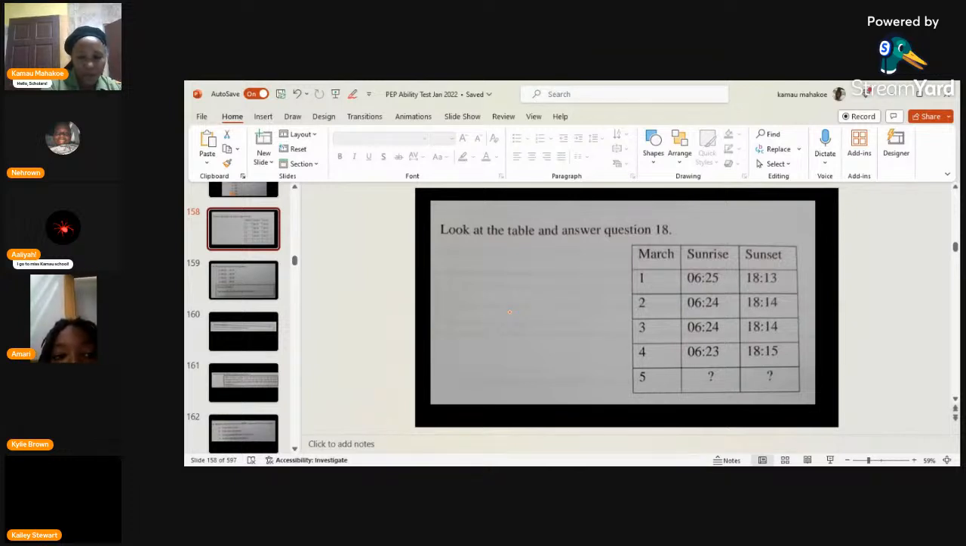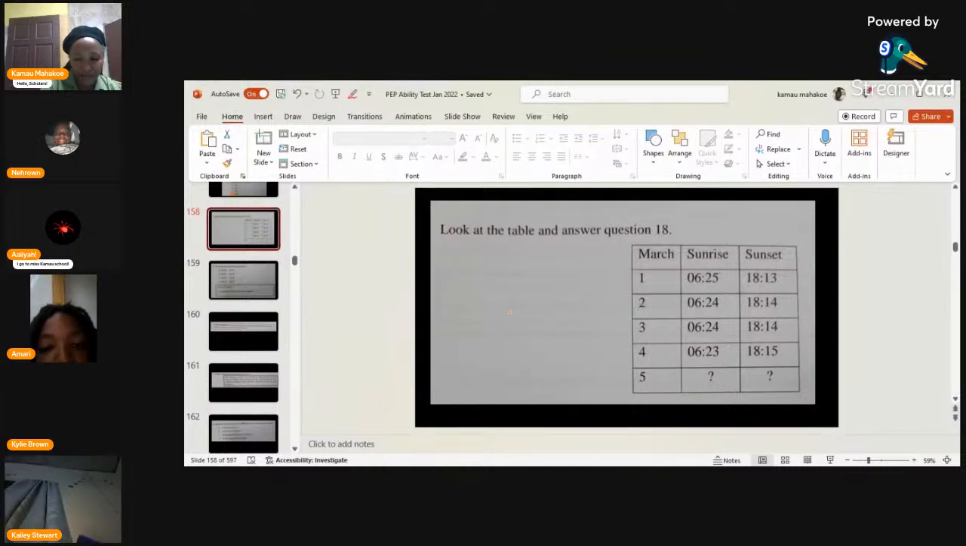We're about to choose the sunrise and sunset for day 5. Based on the pattern, should we expect the sunrise on day 5 to be earlier or later than day 4? Earlier. And should we expect the sunset to be earlier or later? About 1 minute earlier, roughly.